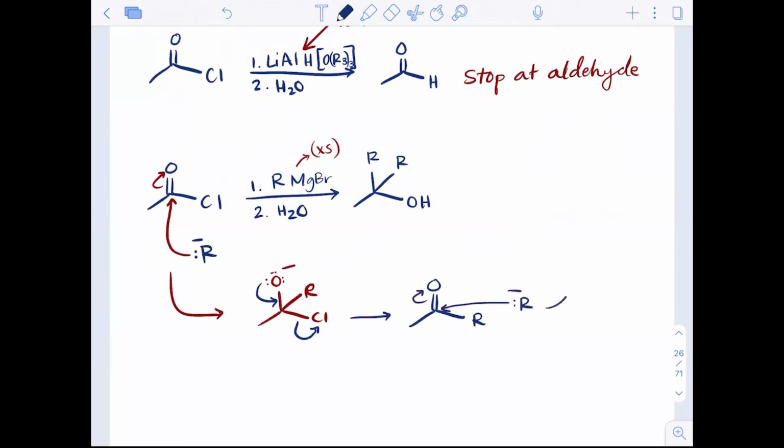We'll add a second equivalent of our Grignard, from what we know from chapter 18. Ketones react with Grignards. And then we'll do our water or our acid workup to protonate our alcohol. So we end up making tertiary alcohols with this Grignard reagent.